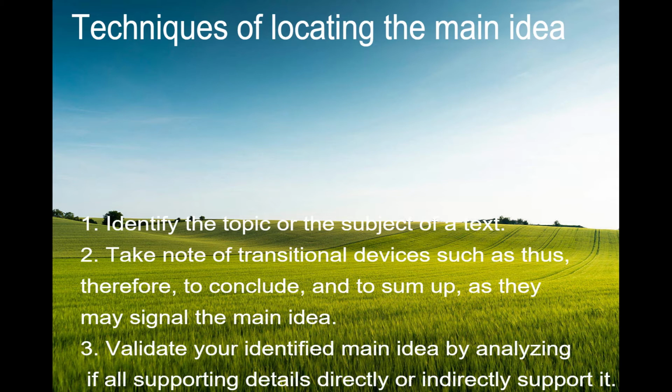Here are some techniques in locating the main idea. 1. Identify the topic or the subject of the text. 2. Take note of transitional devices such as thus, therefore, to conclude, and to sum up, as they may signal the main idea. And 3. Validate your identified main idea by analyzing if all supporting details directly or indirectly support it.